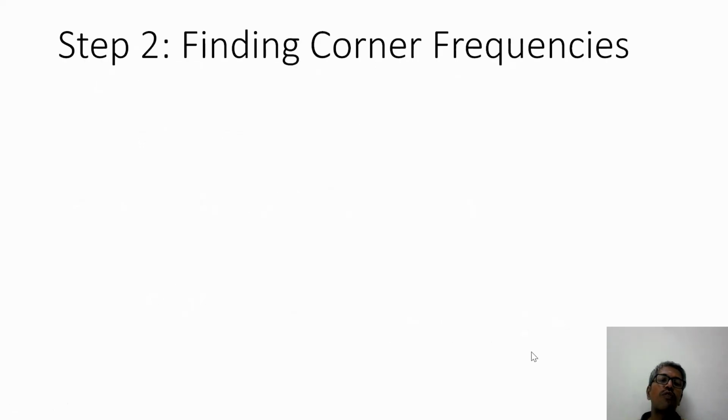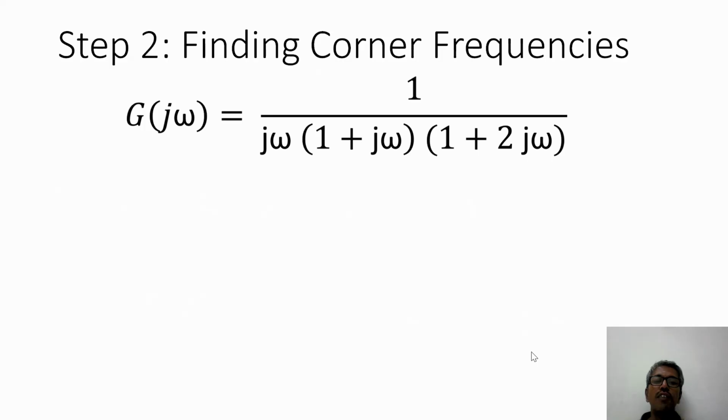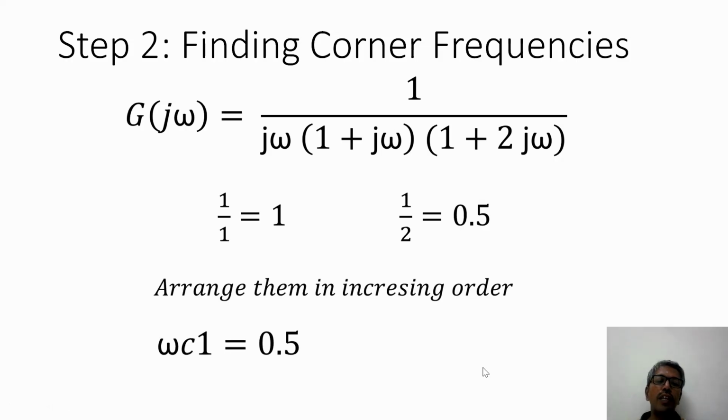Next, you have to find the corner frequency. We have two 1 plus terms, so we have two corner frequencies, 1 by 1 and 1 by 2. Which one is less? 0.5. So that will be our first corner frequency, omega c1 will be 0.5, and omega c2 will be 1. Arrange the corner frequencies in increasing order, 0.5 and 1.